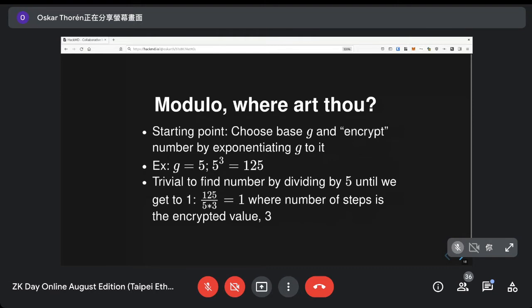As a starting point, imagine we choose a base g, and then we encrypt a number by exponentiating g to it. For example, we have a base 5, and then we want to encrypt the value 3. 5 to the power of 3 is 125. In this case, it's very trivial to find the number. You just divide by 5 until you get 1, and the number of steps is the encrypted value. So that's not very useful.